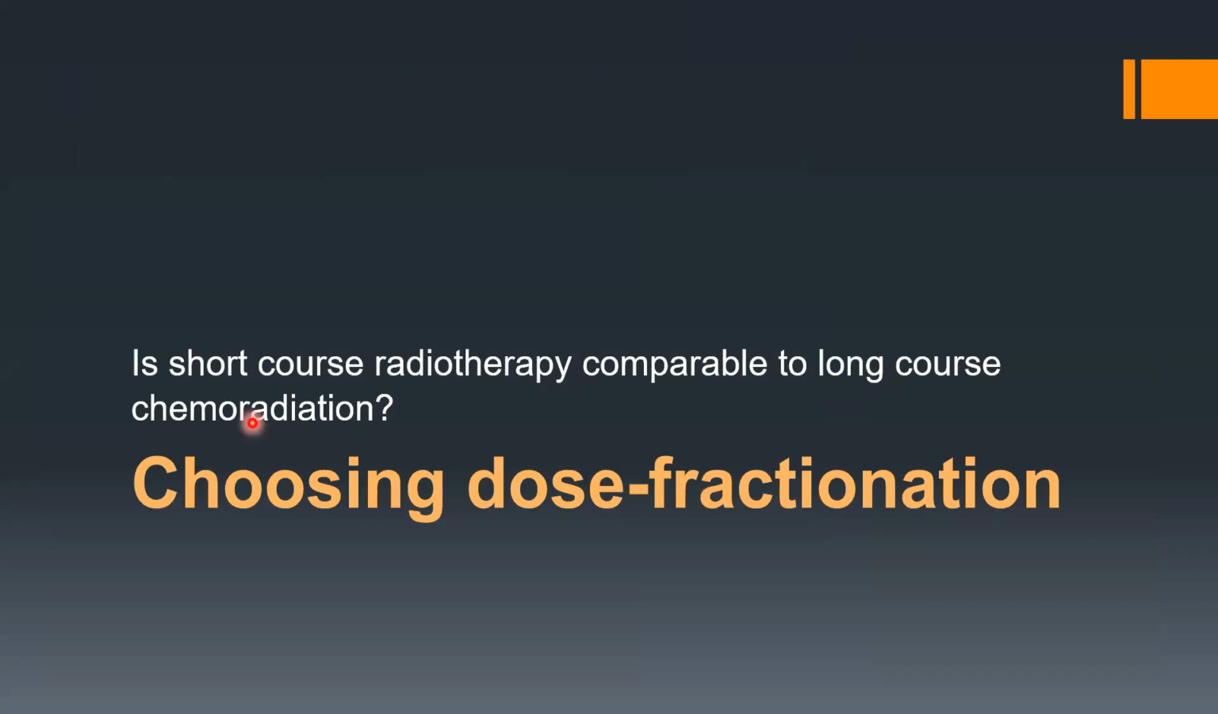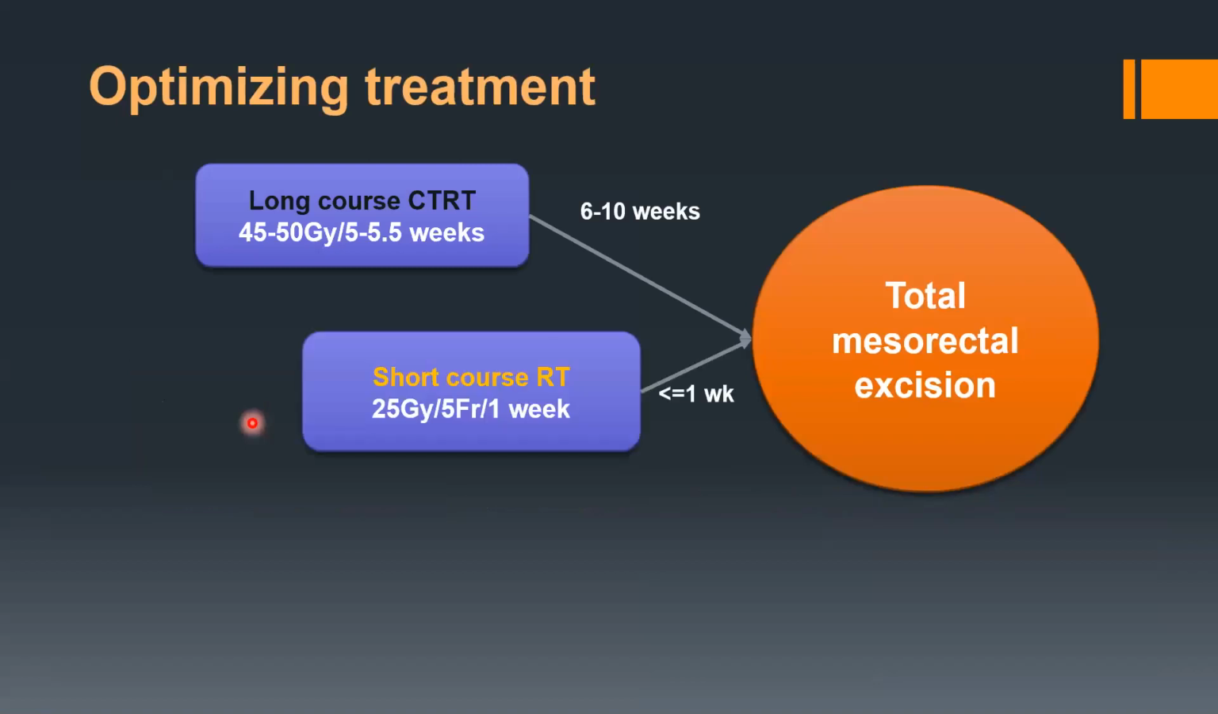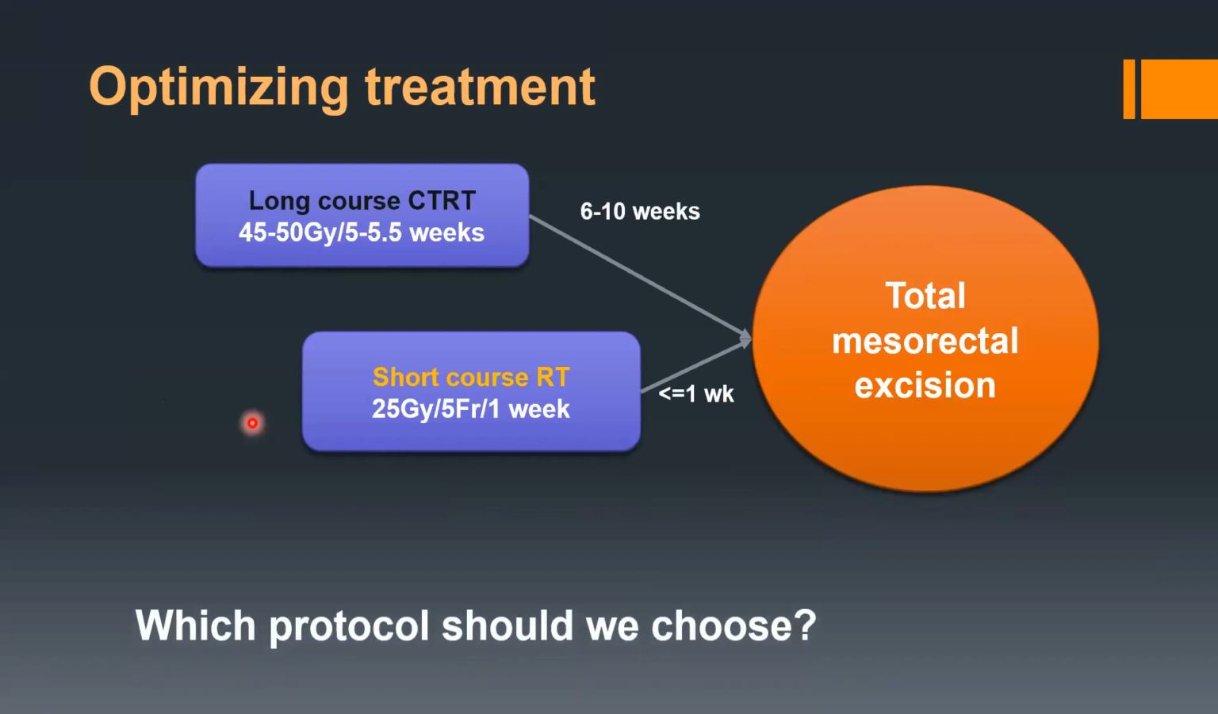Now, we have two approaches to neoadjuvant radiotherapy. One is to give neoadjuvant chemoradiation, like the German rectal cancer study, or to give neoadjuvant short course radiotherapy before and perform early surgery. Now, if we want to optimize treatment, these are the two approaches. Long course chemoradiation to 45 to 50 gray over up to 5.5 weeks, followed by a 6 to 10 week gap, and then TME, or short course radiotherapy, 5 fractions, then a less than or equal to 1 week gap, and then TME. Which protocol should we choose?